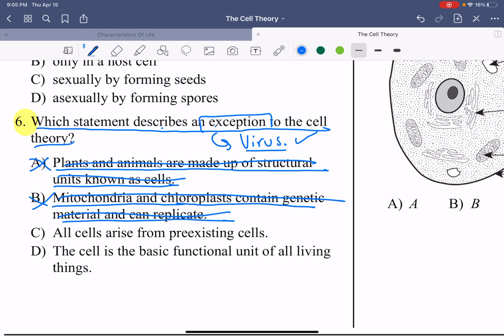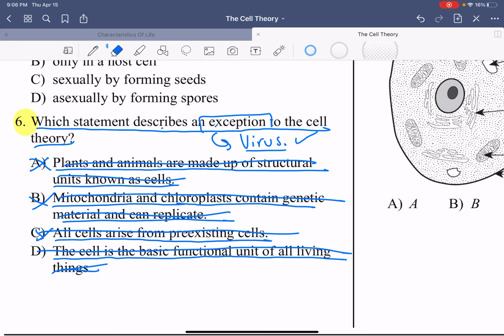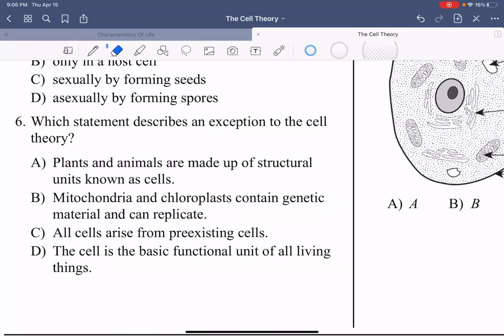Which statement describes an exception to the cell theory? All cells arise from pre-existing cells. That is not an exception. The cell is the basic functional unit of all living things. I have a feeling that this is an error question because the virus is supposed to be here. Let me see. Mitochondria and chloroplasts contain genetic material. I don't think that this one was particularly speaking about viruses. It's probably asking, this is why you have to be careful, and this is why I love making these videos, because we learn the trickery that they try to do in order to make sure you know what you're reading. So I guess what they're saying is which is not the one that's the cell theory.